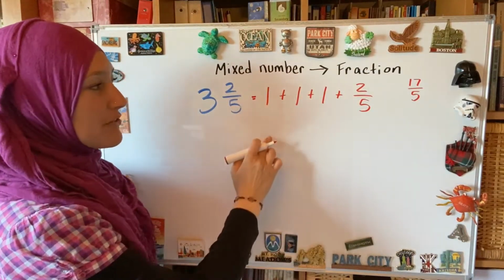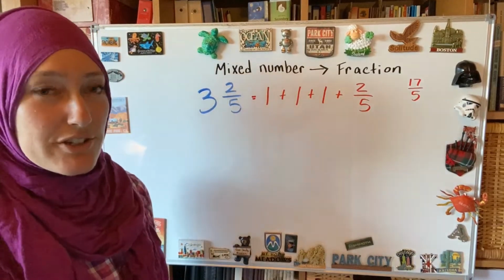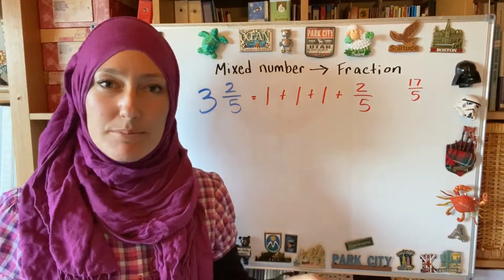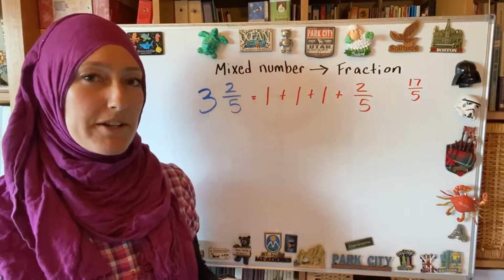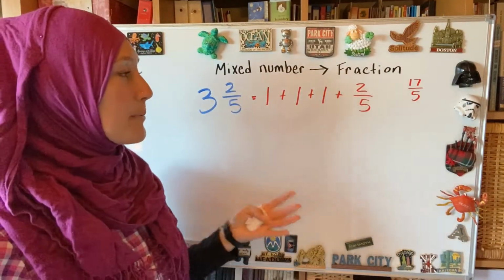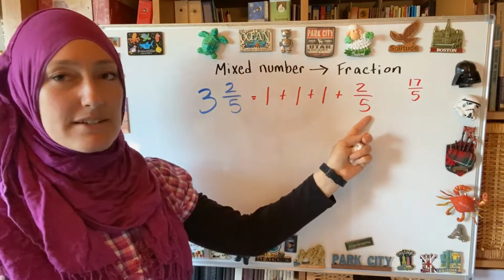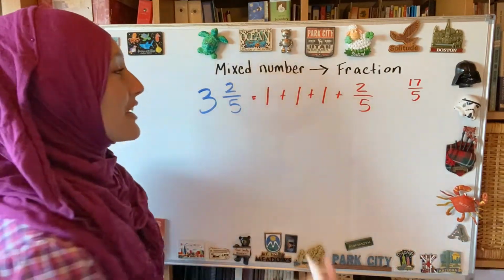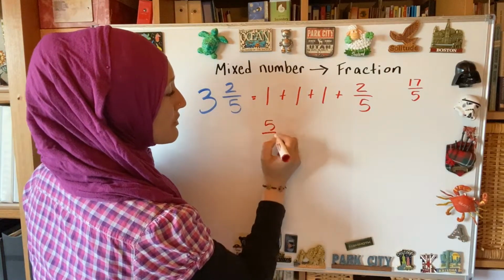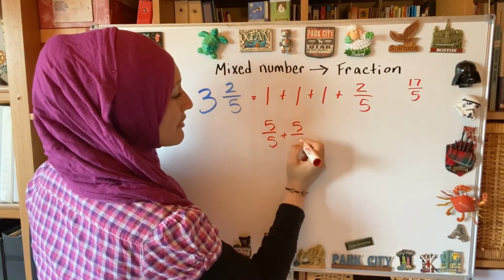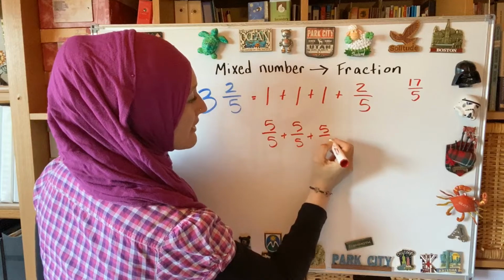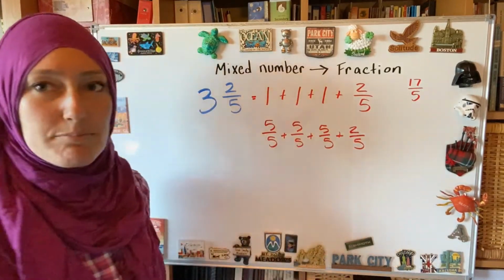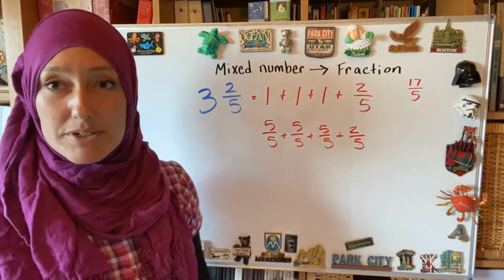Then I want to take each of these ones and turn it into a fraction. How do I represent 1 as a fraction? It can be any number as long as the numerator and the denominator are the same. What do I want to pick? I want to pick a number that has a denominator the same as what I already have, because that makes it easier. So all of these turn into 5/5, and another 5/5, and another one, and then I still have my leftover 2/5. Again, this can still be done in your head.